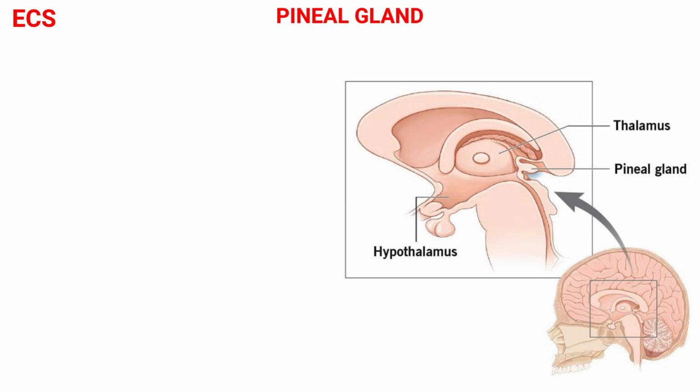Now we will see the pineal gland. The pineal gland is a small pine cone-shaped mass of glandular tissue found just posterior to the thalamus of the brain. The pineal gland produces the hormone melatonin that helps to regulate the human sleep-wake cycle known as the circadian rhythm. The activity of the pineal gland is inhibited by stimulation from the photoreceptors of the retina.